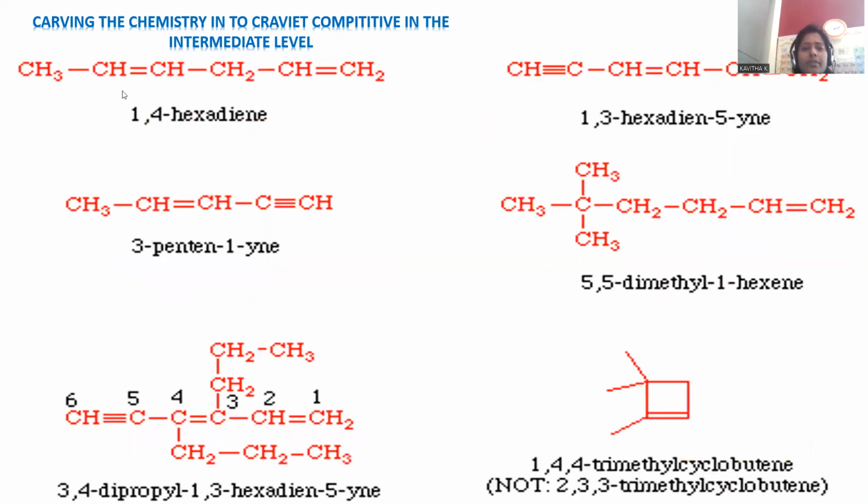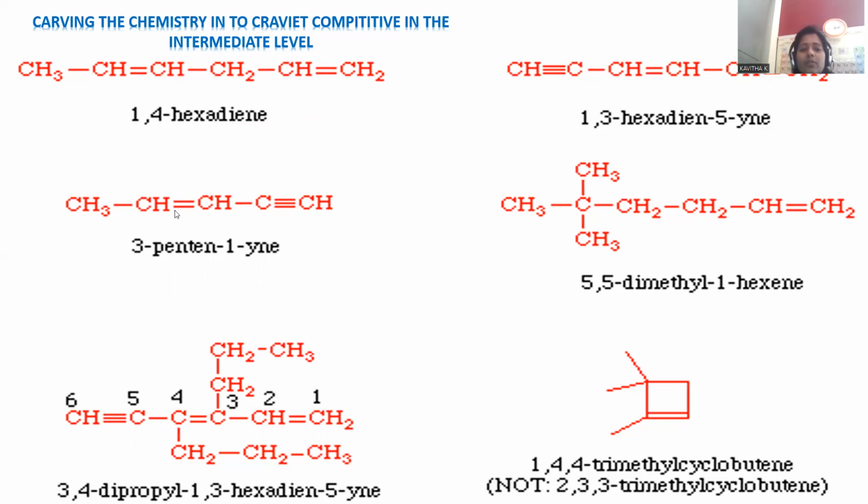In compound number 1, the first carbon has a double bond, and the fourth. 1, 4, two double bonds are there, and being a carbon chain of 6 carbons, the name will come as hexa. And first and fourth carbons have 2 double bonds, so we can say diene. Position of the double bonds are 1, 4-hexadiene. This is the complete IUPAC name of compound number 1.